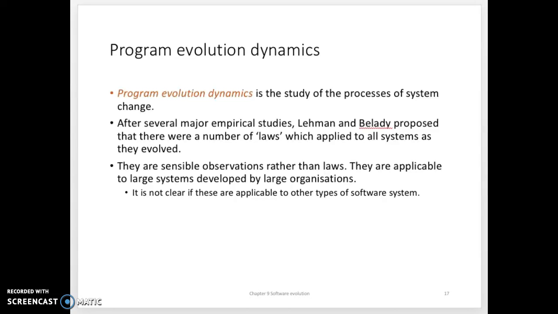Program evolution dynamics is the study of processes of system change. This study was led by Lehman and Belady, where they proposed what they call laws, though actually they are observations rather than laws, but these observations can be applied to almost all systems that evolve.